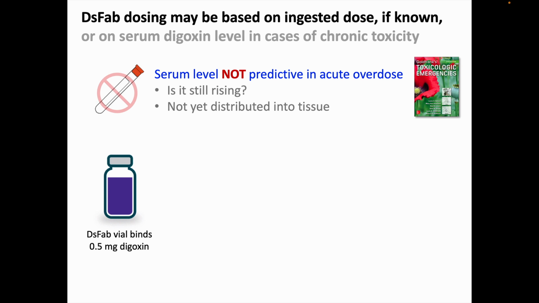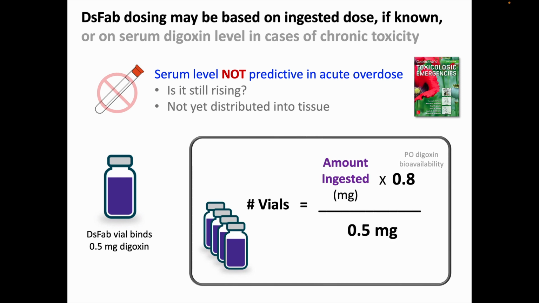It is known, though, that each 40 milligram vial will bind to 0.5 milligrams of digoxin. So we can make a calculation of how many vials to give. You take the amount ingested in milligrams, multiply that by 0.8, which is the oral bioavailability of digoxin, and divide that by 0.5 to give you the number of vials to administer.